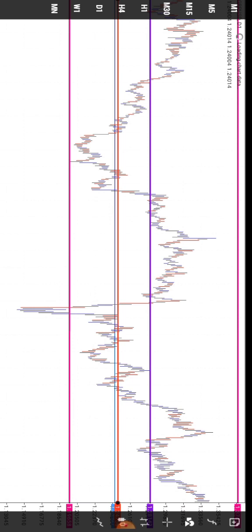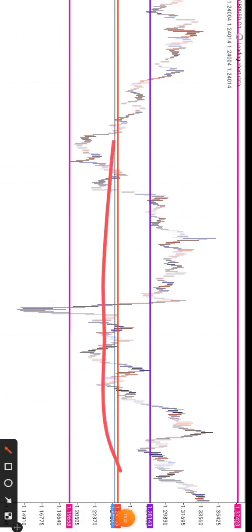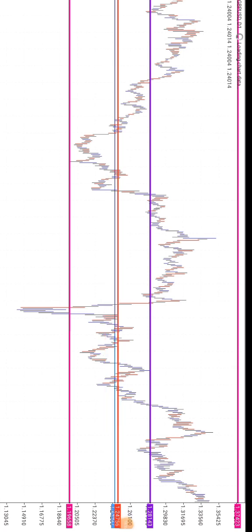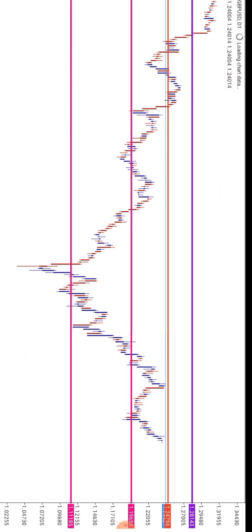So you can see this level right here. You can see the market testing that level, and looking at the future chart, this is still our daily time frame. The market tested it here. It broke it, then came back to test it here. The market almost tested it here. It was not tested here, but in the future, you can see the market testing it here.